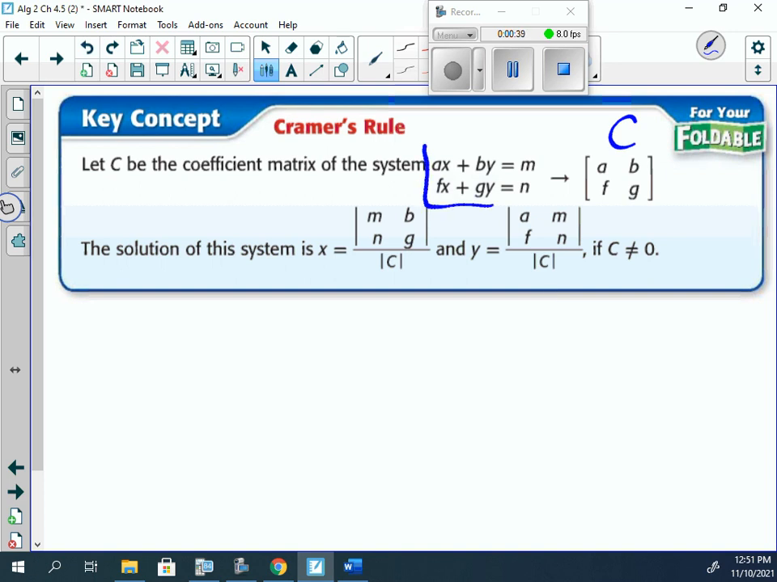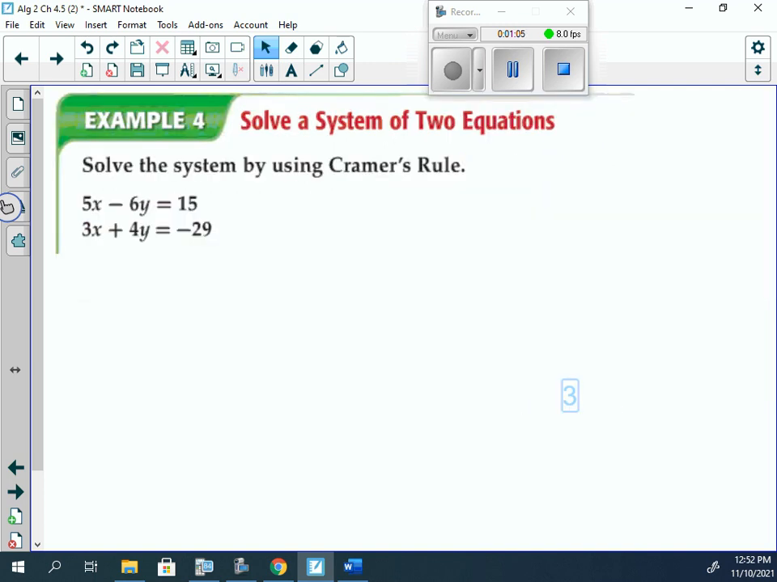This determinant is just the numbers that are in front of the variables. They're going to be those coefficients from the original two equations. To solve for x, we're going to take the x values and replace them with what the equation's equal to. We're going to do this same thing for y. Once we simplify those, we'll have the values of x and y. This will make a little more sense when we look at it in the context of a problem.